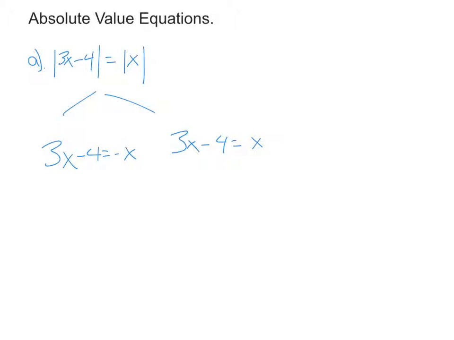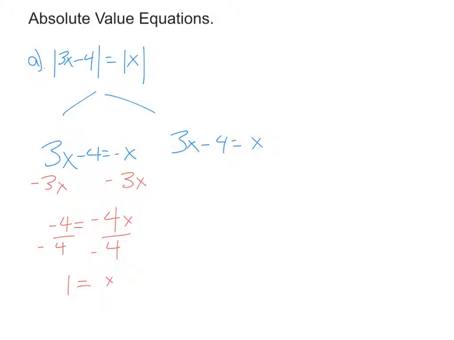Okay, so when we have 3x minus 4 equals negative x, 3x minus 4 equals positive x, now what we do is we solve for x on both sides. Again, since the variable's already by itself on the right side, I'm going to move my 3x to the right. So I'm going to subtract this 3x to the other side. And that gives me on the left-hand side negative 4 equals negative 4x. And then I divide both sides by negative 4. And I get one answer at x equals positive 1.